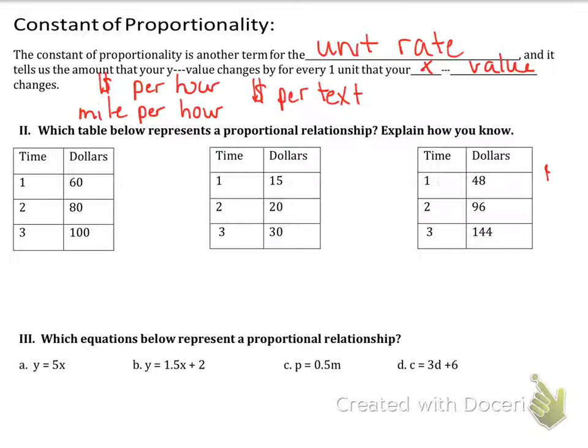So, which table below represents a proportional relationship? Explain how you know. So you can tell if something has a proportional relationship by what you will multiply 1 times, the same thing, we call it K. So K represents your constant proportionality.